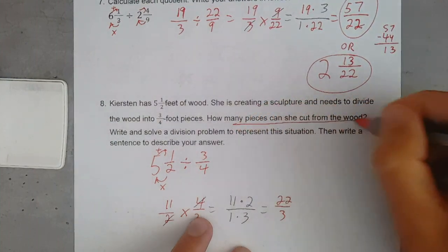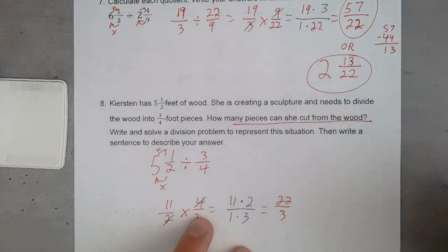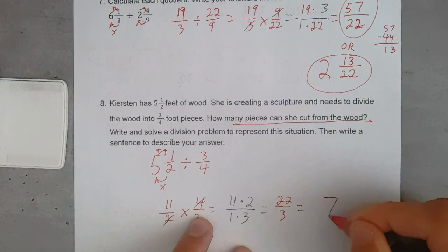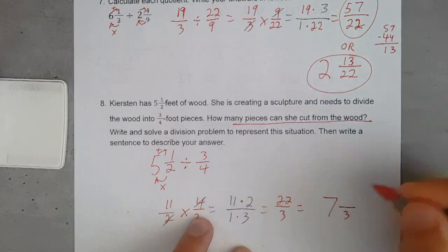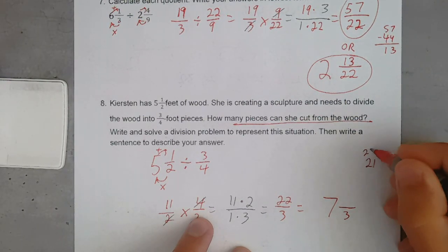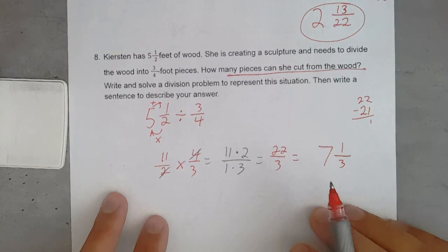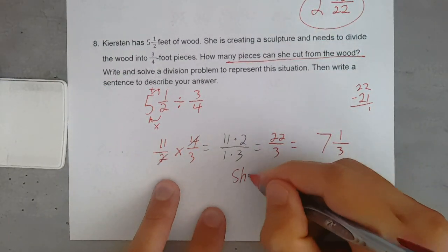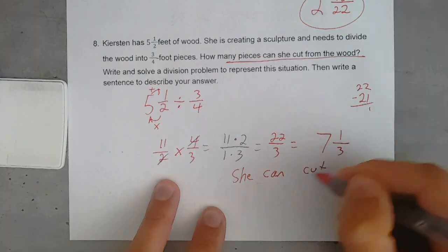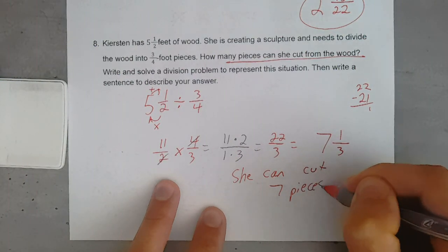Now this one, I have to answer this question. How many pieces can she get? 3 goes into 22 without going over 7 times. 7 times 3 is 21, so that leaves 1 left over. So 7 1/3. So realistically for this one, she can cut 7 pieces of wood.